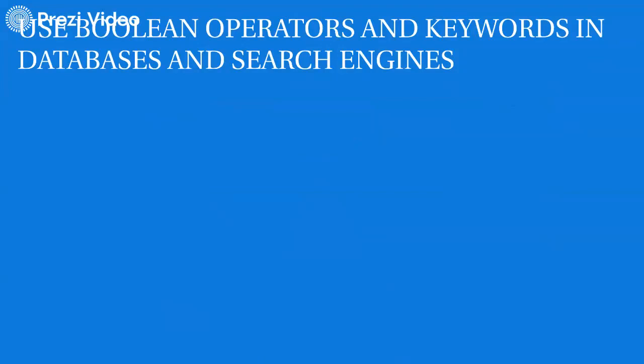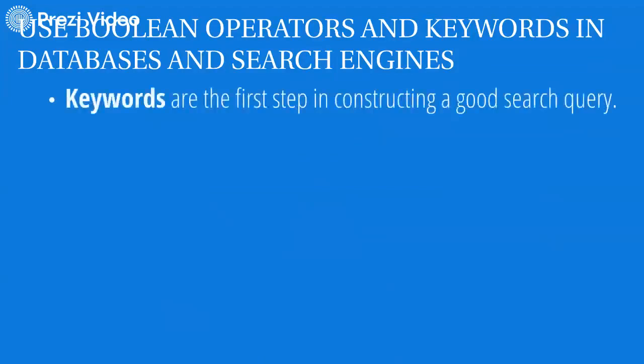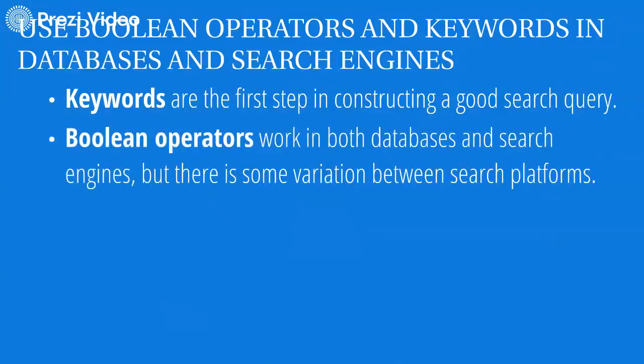So you can combine Boolean operators and keywords into database and search engine searches. The keywords are the first step in constructing a good search query, so you have to have your keywords first. Once you have your keywords, you can put them together with the Boolean operators, and those work both in the library's databases as well as search engines like Google. But there is some variation between the search platforms. For example, in a database, you can use not. The way that Google uses not is a minus sign.